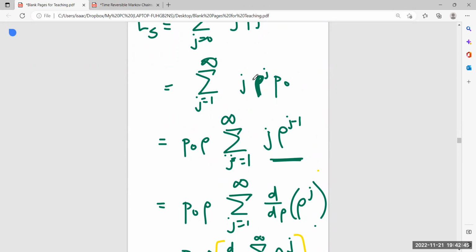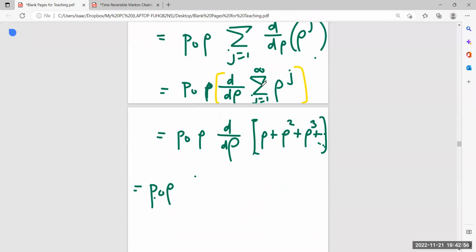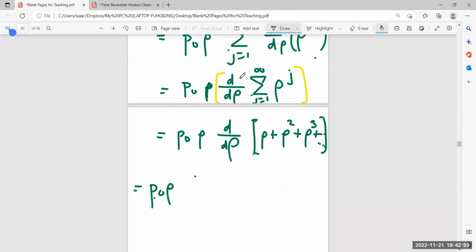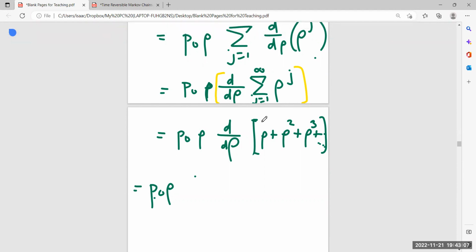This will be 1. The first term here will still be 0. Anything to the power 0 is 1. Am I missing ones somewhere? P0 rho d rho. This is supposed to be 1 plus rho squared plus rho cubed. All right.